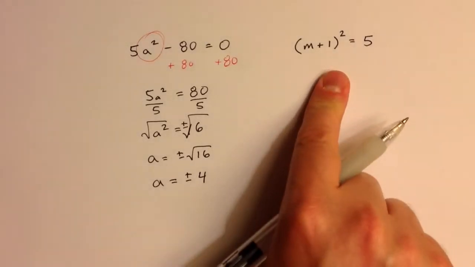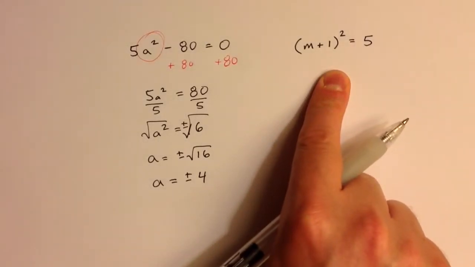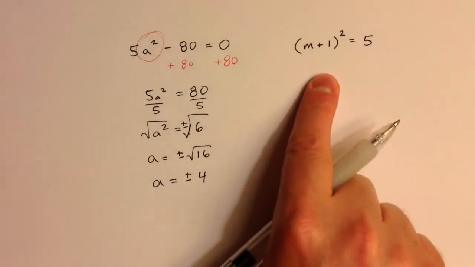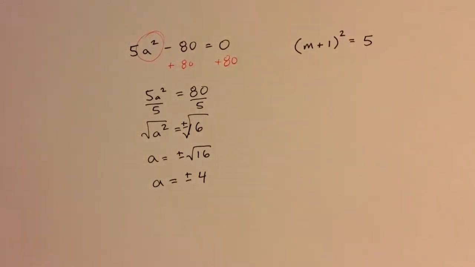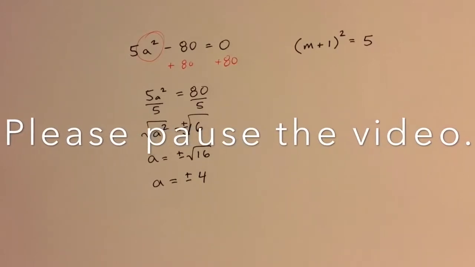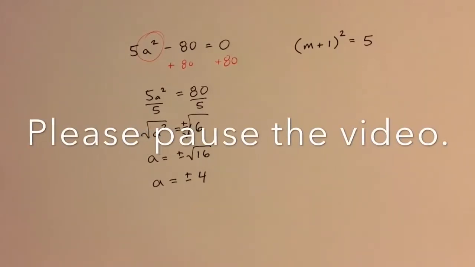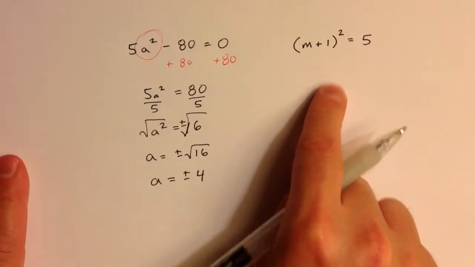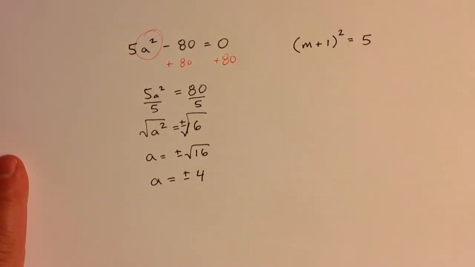We can solve this last example in a similar way. And what I'd like you to do is take a few moments, pause the video, and try to solve this using the square root property and see what you come up with. I'll talk about the solution in just a little bit. I hope you paused the video to try to find a solution to this last example. Let's take a look at what we can do.